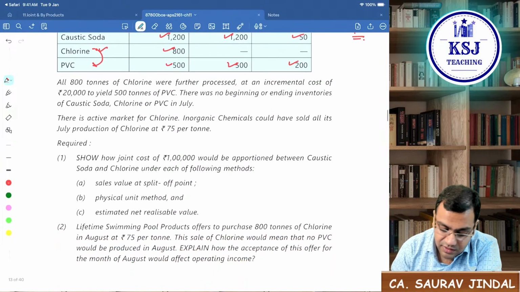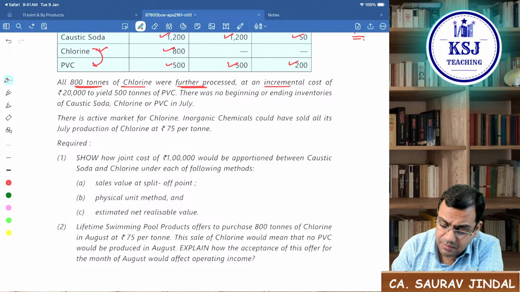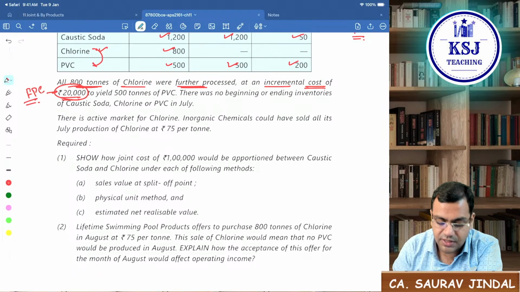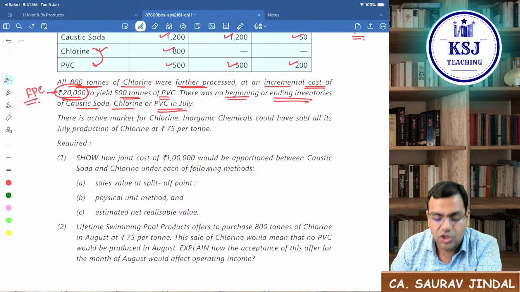Let's read the line further. All 800 tons of chlorine were further processed at an incremental cost of rupees 20,000. So this 20,000 is your further processing cost to yield 500 tons of PVC. There was no beginning or ending inventories of caustic soda, chlorine or PVC in July.